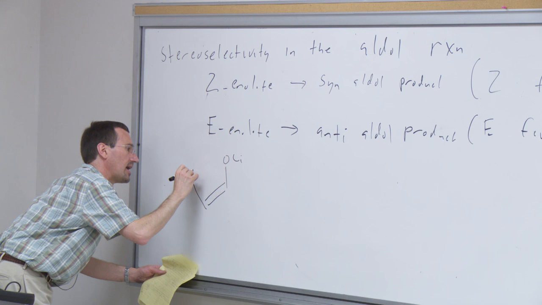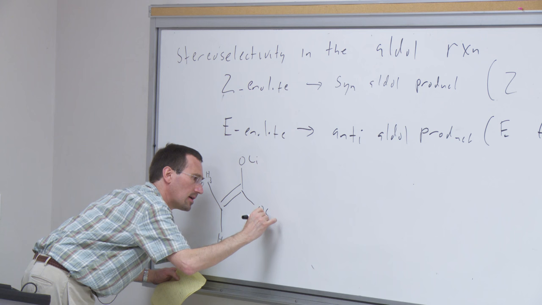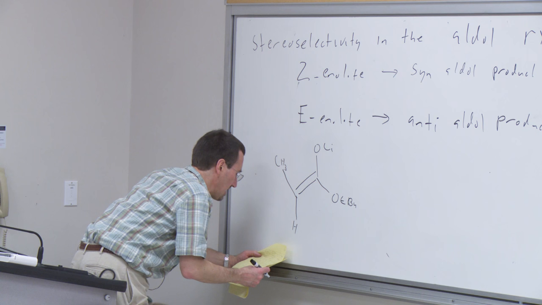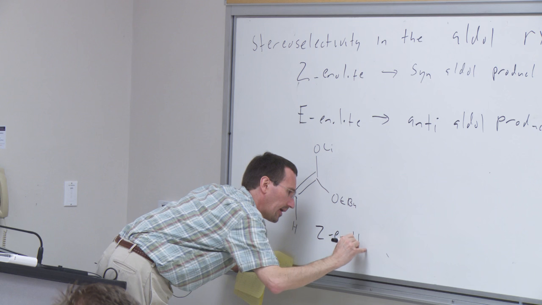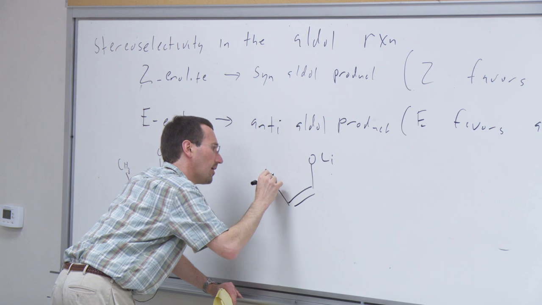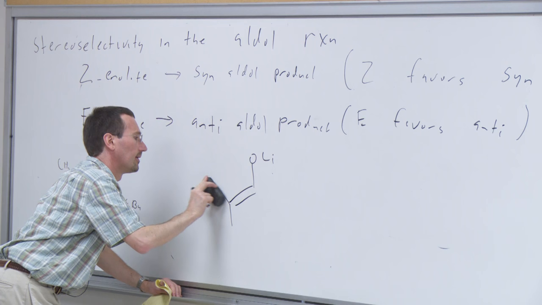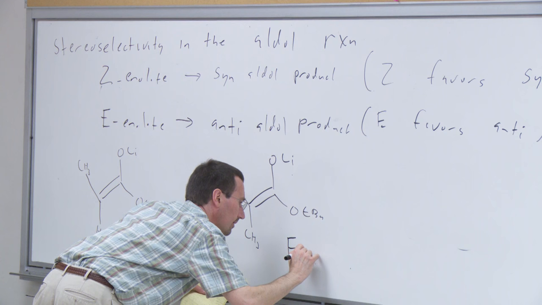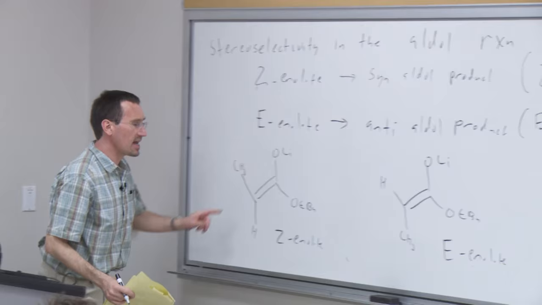And that is that the enolate is itself a sort of alkene. And we call this enolate the E enolate. We call this enolate, rather, the Z enolate. And we call this enolate the E enolate. E means on opposite sides of the double bond. Z means on the same.